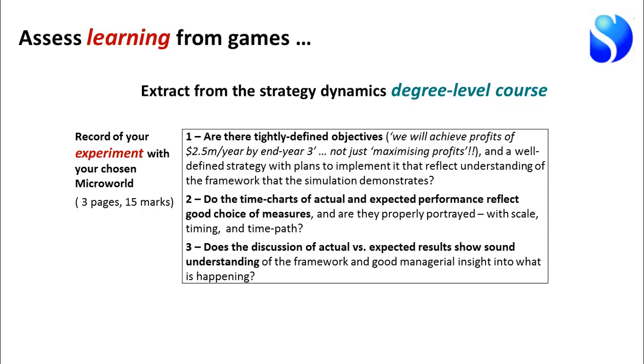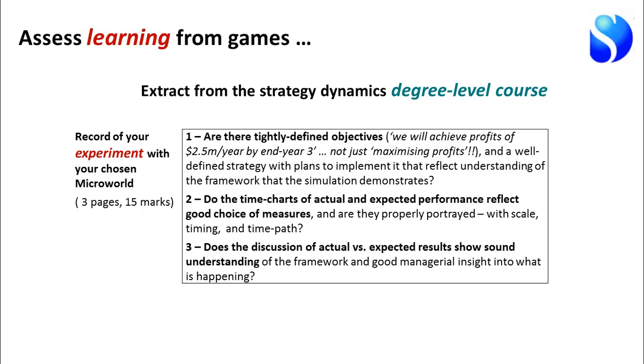So I ask students to do two things, whether it's with a model or with one of these microworlds. The first is to carry out a management experiment, and for this experiment to be well done, they need to specify in advance the objectives they are trying to achieve when they run a model over a period of time, aiming to achieve some particular outcome. So they should be defining those objectives at the outset, and then they should include a well-defined strategy for how what they're going to do is going to achieve those objectives.